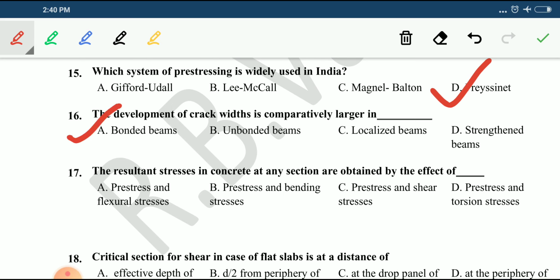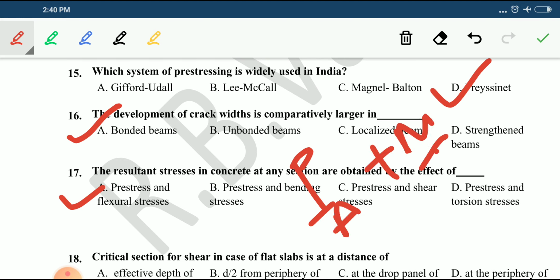Next, the resultant stress in concrete at any section is obtained by the effect of pre-stresses and flexural stresses, pre-stresses and bending stresses, pre-stresses and shear stresses, or pre-stresses and transverse stresses. The answer for this question will be pre-stresses and flexural stresses. That is P by A, this is direct stress. Bending stress will be M by Z. Pre-stressing force effect will be P e by Z, due to eccentricity.